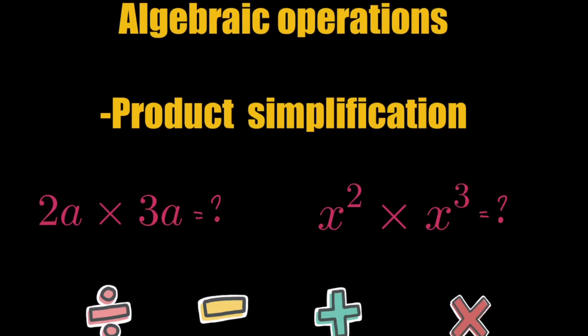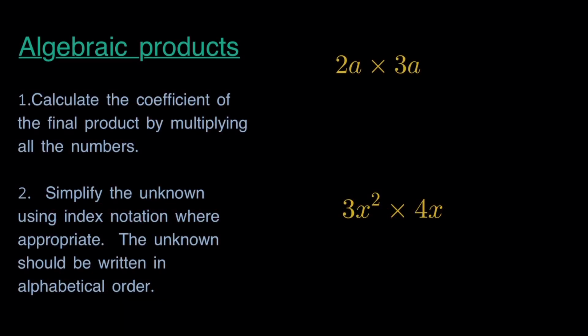Welcome to Online Math. Today we will learn to simplify algebraic products. Algebraic products are where we have terms that include a coefficient and a variable, and we're multiplying with another algebraic term. Another example is 3x squared times 4x, where 3x squared is an algebraic term and 4x is an algebraic term as well, and we're multiplying those two. So this is what algebraic products look like, and there can be many more examples.